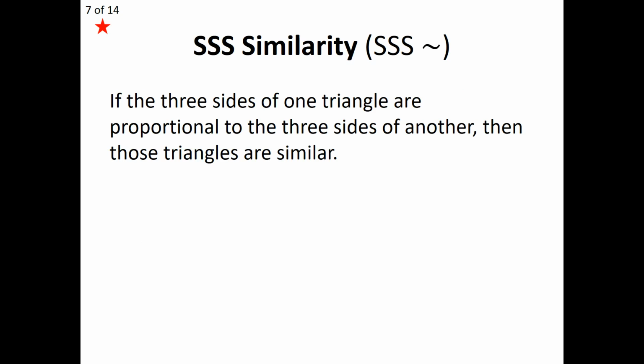Now let's move on to our second similarity principle today, side-side-side similarity. This one states, if the three sides of one triangle are proportional to the three sides of another, then those triangles are in fact similar to each other. Again, it's a similarity shortcut. All we need to know is that the three sides of one are proportional to the three sides of another triangle, and we've got ourselves similar triangles. This finishes off all three of our triangle similarity principles: angle similarity, side-angle-side similarity, and this last one, side-side-side similarity.